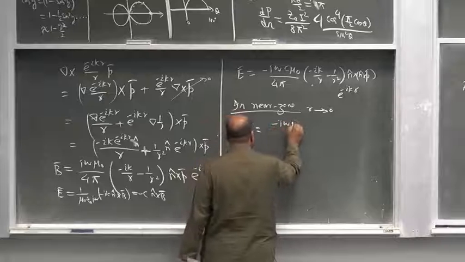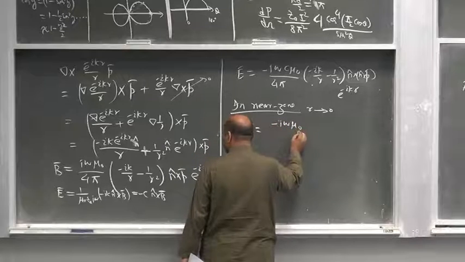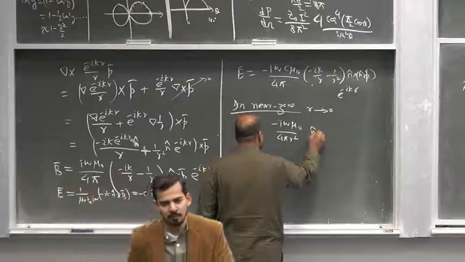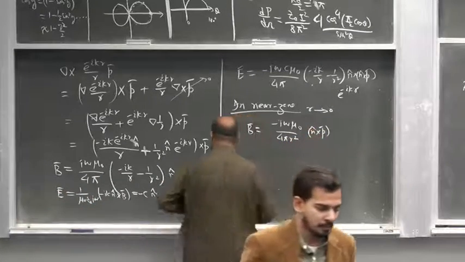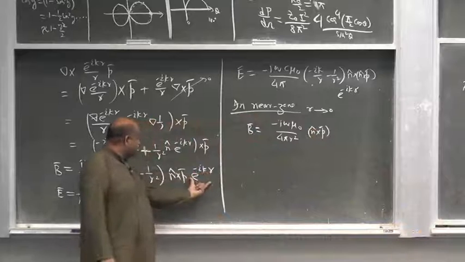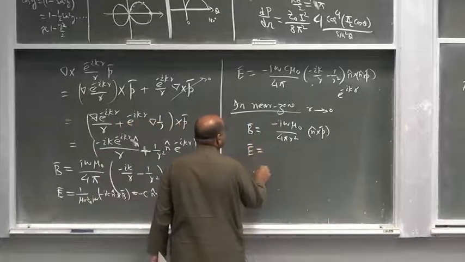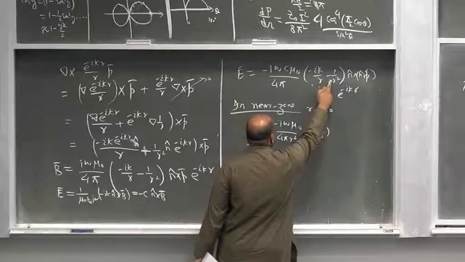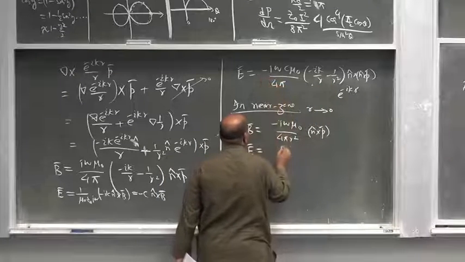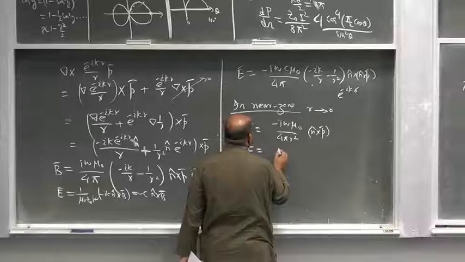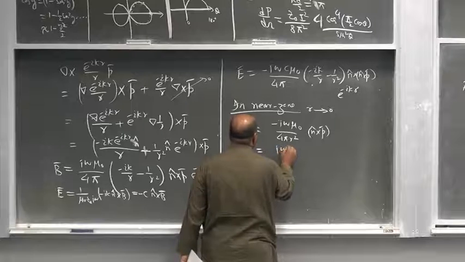minus iota omega mu naught 4 pi r square n plus 1. And since this r is going to 0, this is 1. और e क्या आ जाएगा? So this term is dominant, so minus minus plus. Get iota omega.